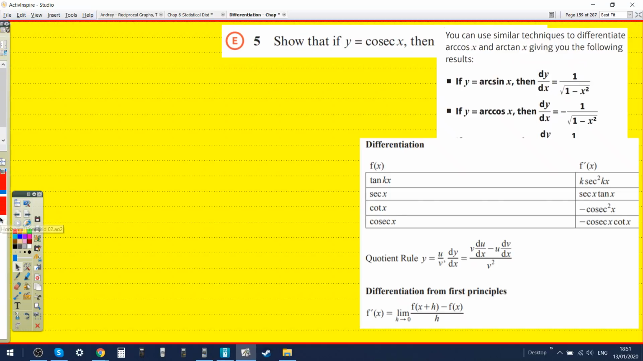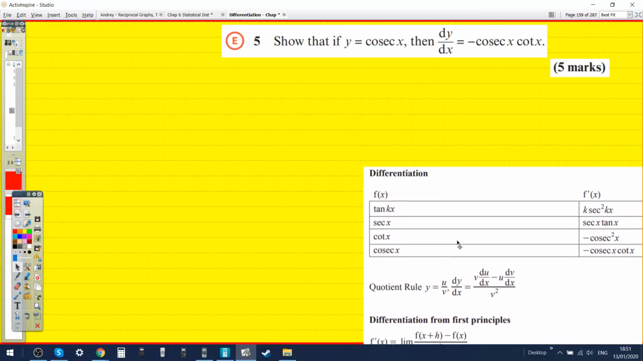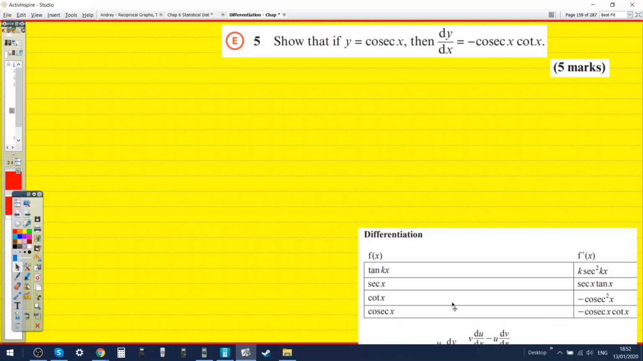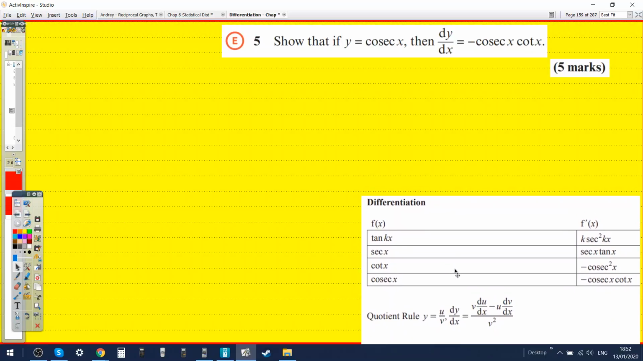So y equals cosec x. Show that if y equals cosec x, then dy/dx equals minus cosec x cot x. So we do y equals 1 over sin x to start, and then that's u over v. I presume if you just follow the quotient rule, then you will eventually get to minus cosec x cot x. Yes, and you can use some of the stuff to help you. The derivative of cosec is, no, they gave us that.